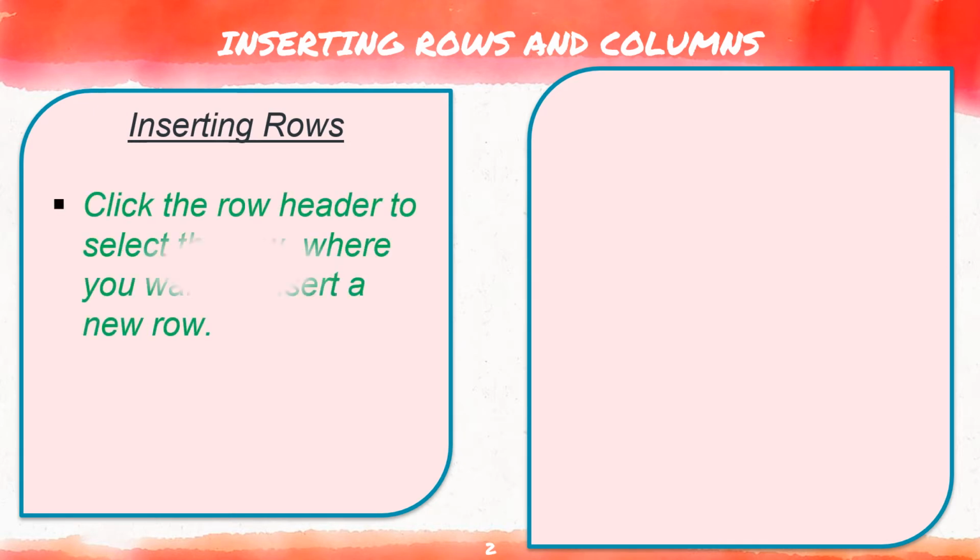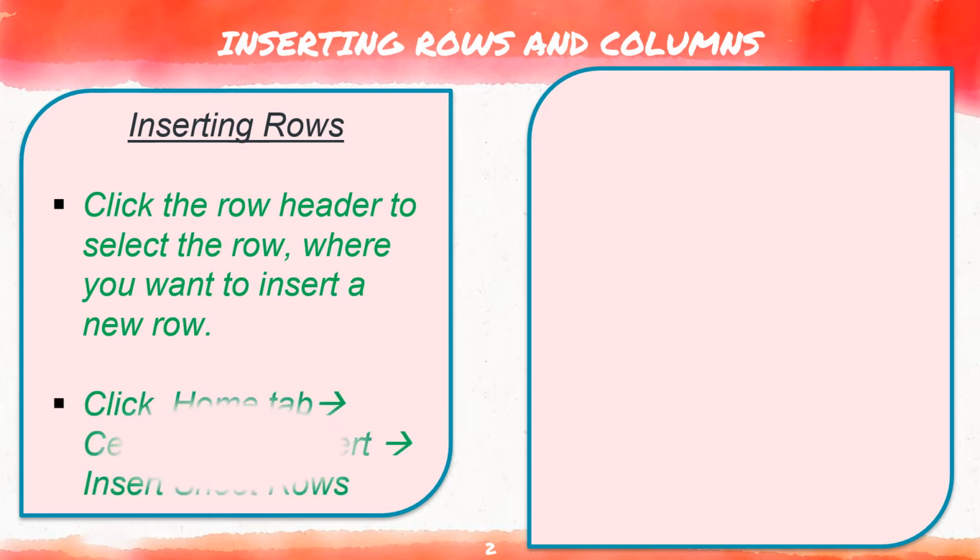The first step is click the row header to select the row wherever you want to insert a new row. After that, you will click on the Home tab, Cells group, Insert button. Under the Insert button, you have Insert Sheet Rows option. Clear? So this is the command which you have to follow when you want to insert rows in your spreadsheet.